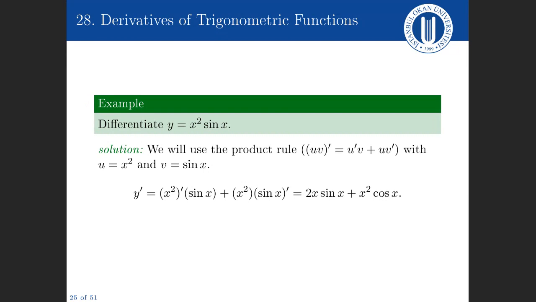Differentiate x squared multiplied by sine x. This is a product rule question because we have a function multiplied by a function. We're going to use the formula u prime v plus u v prime. So first I'm going to differentiate x squared, leaving sine x as it is, and then plus, leave x squared just as it is, and differentiate sine x, to get 2x sine x plus x squared cos x.